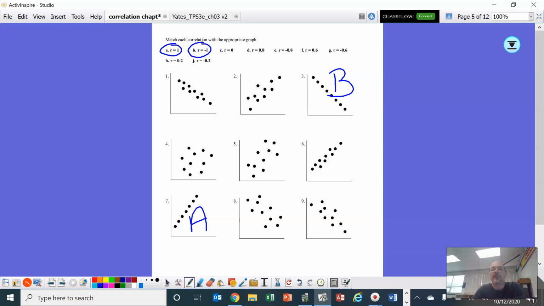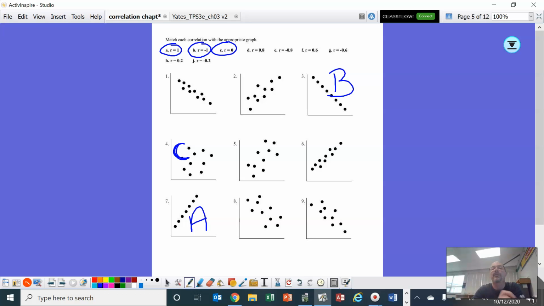Now, I notice that there's one in there that I can't tell the pattern. Okay, that's number 4, right? I can't tell the pattern, so that's going to be this one. Right, now I've got 3 positives and 3 negatives. Okay, I'm going to start with number 6. Those are pretty close together, so that's going to be a pretty strong relationship.